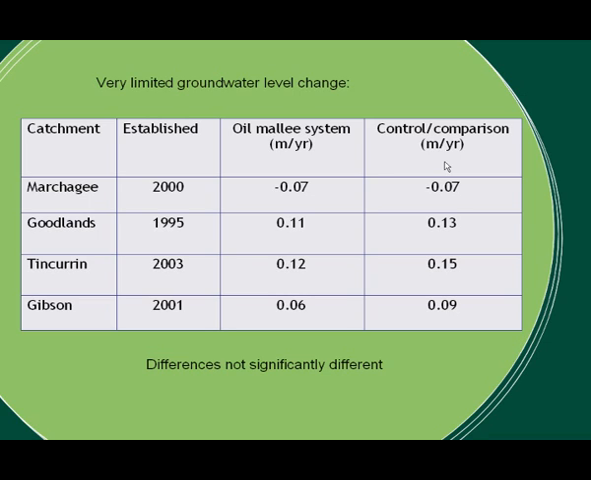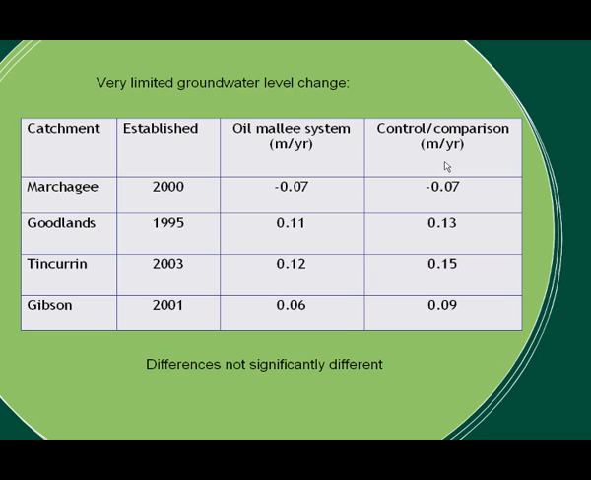Bores under the oil mallee system dropped 7 centimetres a year, exactly the same as they dropped under the comparison sites where there were no vegetation. And in this landscape, the area of vegetation was relatively small, and climate or the lack of rainfall controlled the response. In Goodlands, planted 1995, so now 15 years old, the oil mallee system, again, not covering a high proportion of the landscape.